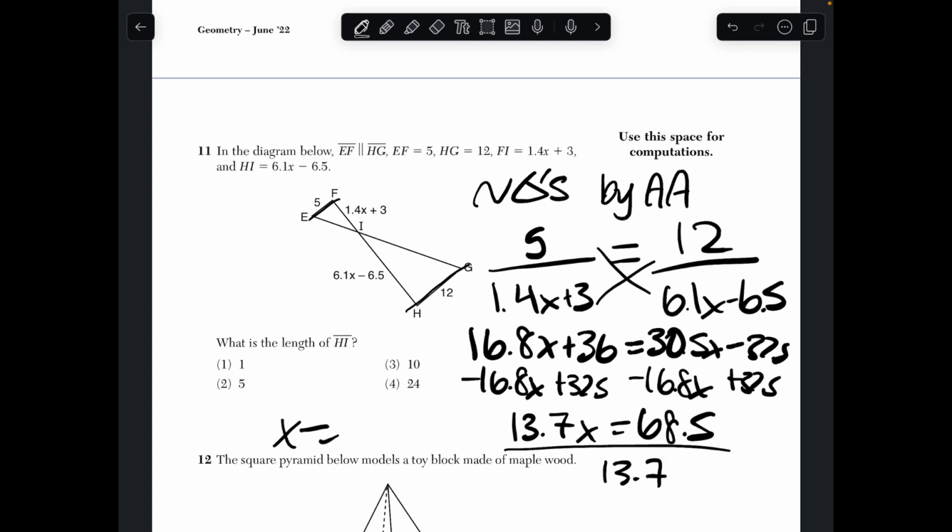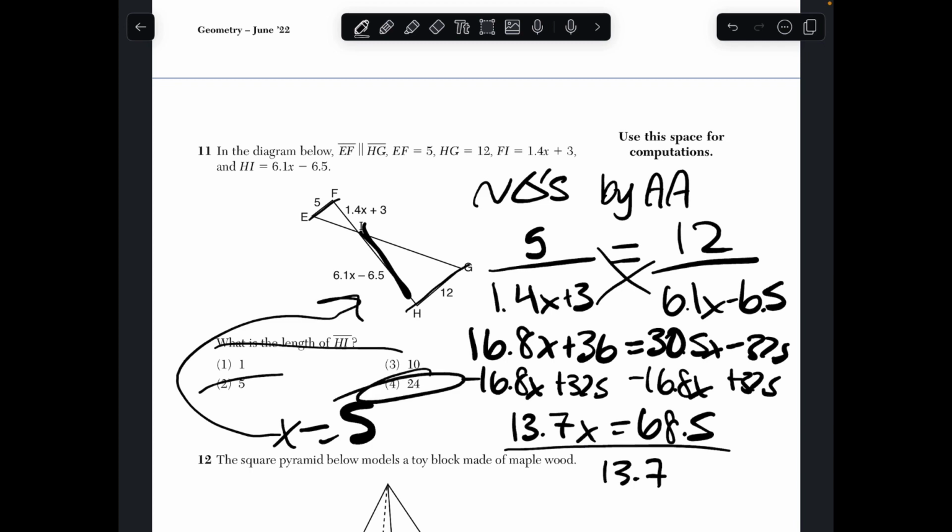This means x would equal 5. Now, you might be inclined to choose 5 as your answer. Please, I beg of you, read the question. What is the length of HI? So that means it's not 2. HI is this little line here, so you have to plug 5 into this equation. And once you do that, you will get choice 4.